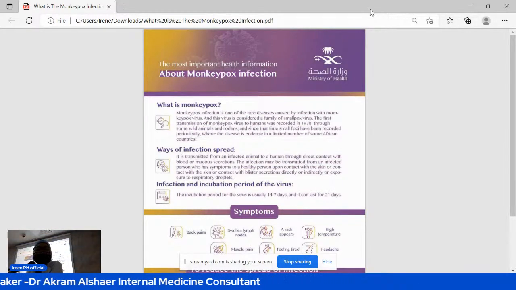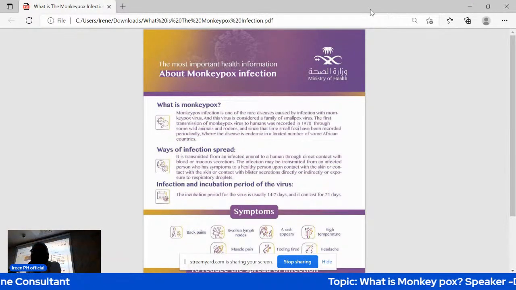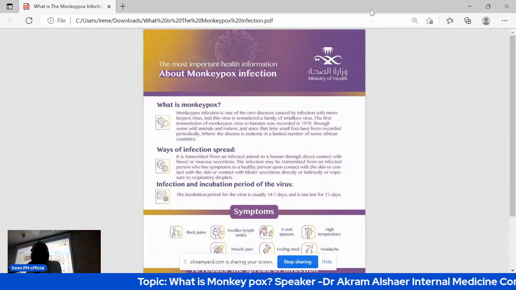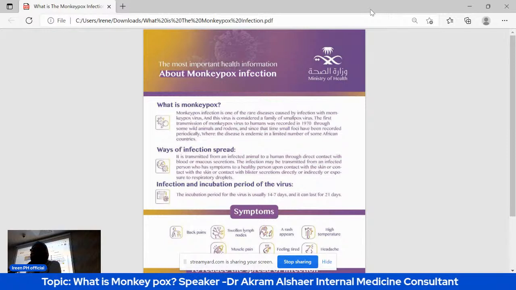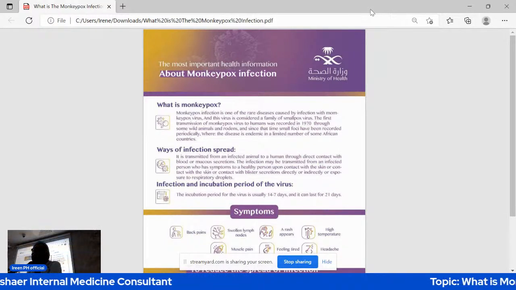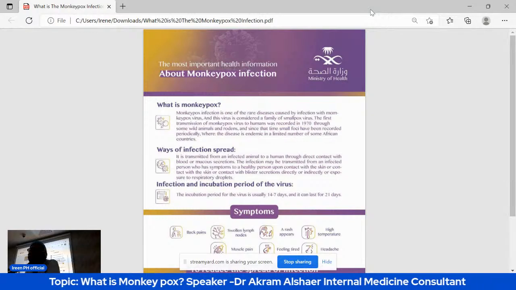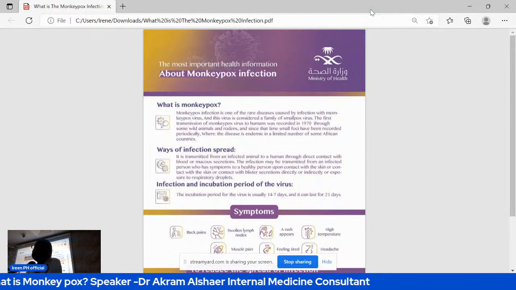The ways of infection spread: it is transmitted from infected animals to humans through direct contact with blood or mucous secretions. The infection may be transmitted from an infected person who has symptoms to a healthy person upon contact with the skin, contact with blister secretions directly or indirectly, or exposure to respiratory droplets.